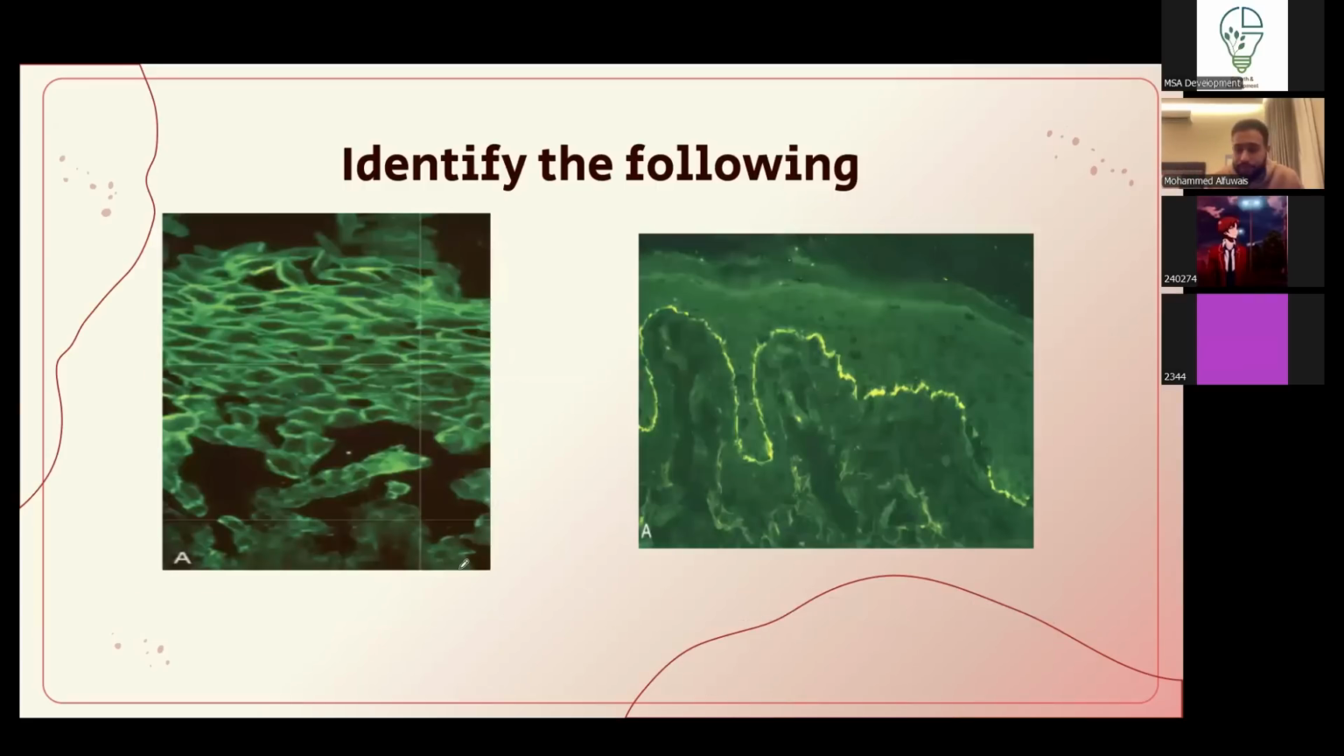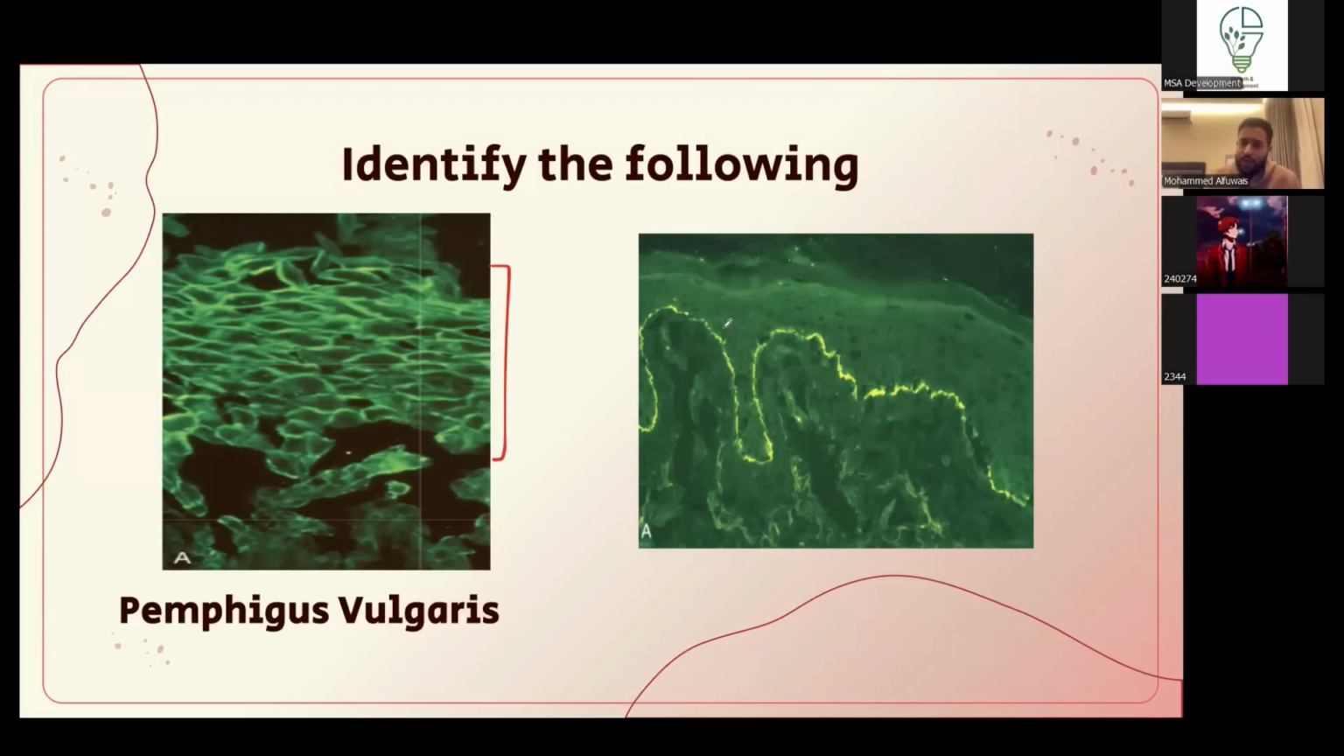Now you have this. This is immunofluorescence, which is IgG against something. What can you describe with this? Already you mentioned it, fishnet appearance. What is it affecting again? Desmosomes. Which ones? 1 and 3. Desmoglein 1 and 3. This is pemphigus vulgaris.